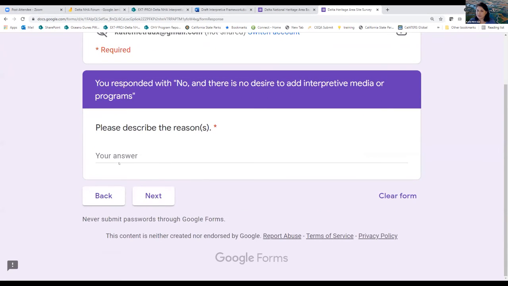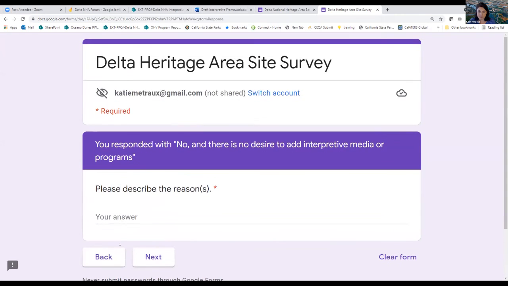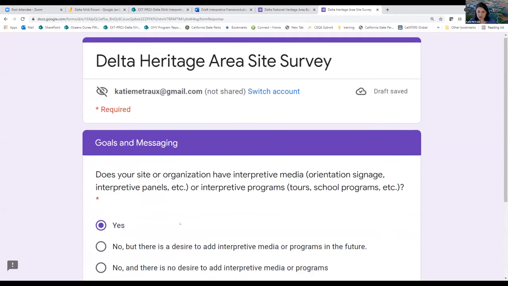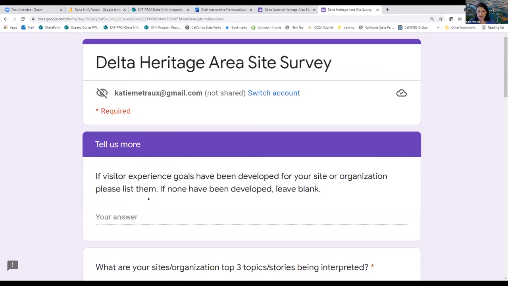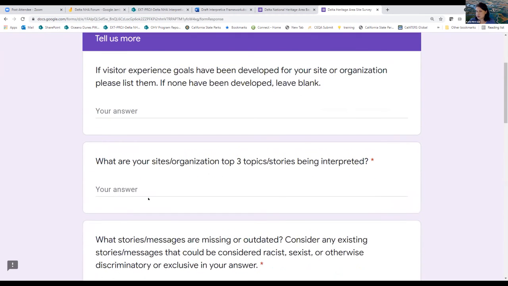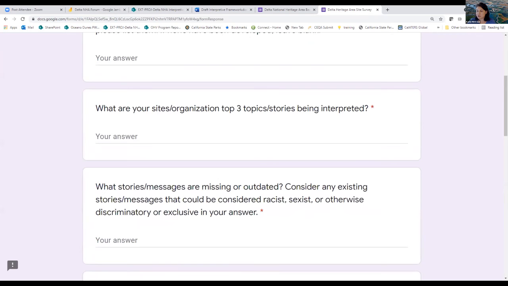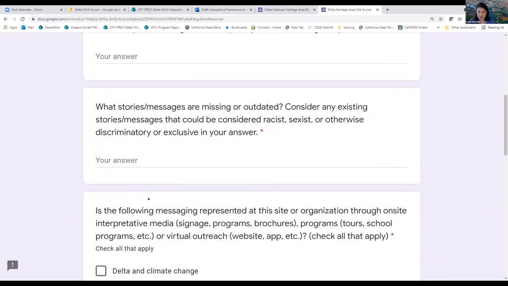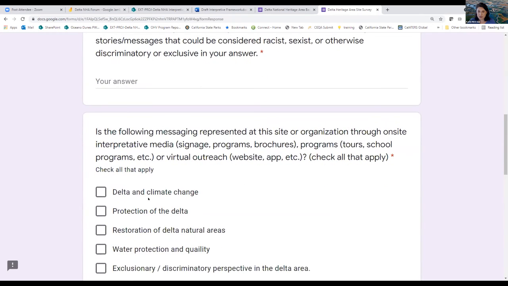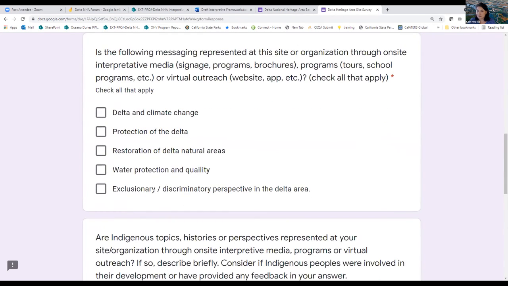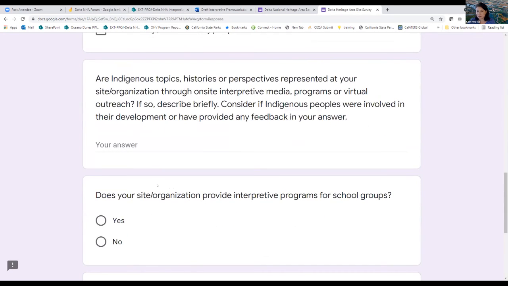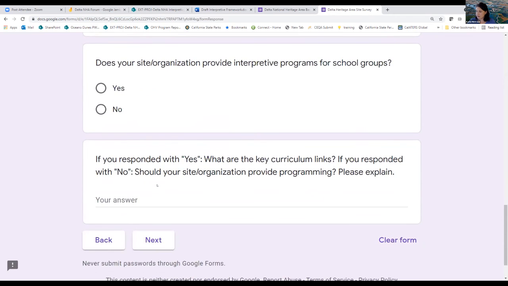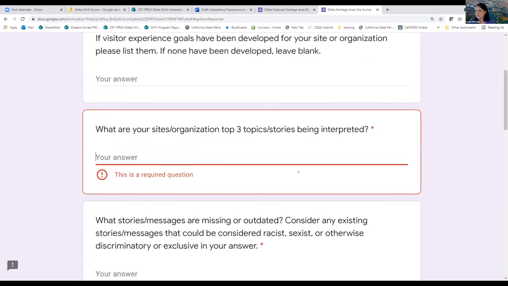And then, why? Why is there no desire, for example? So it just kind of gives us a baseline. It also says visitor experience goals. What are your top 3 stories that you interpret? What stories are missing or outdated? And then it has a little checklist of the types of messaging, and just some other basic things to get us a good baseline of what's happening in the Delta right now.